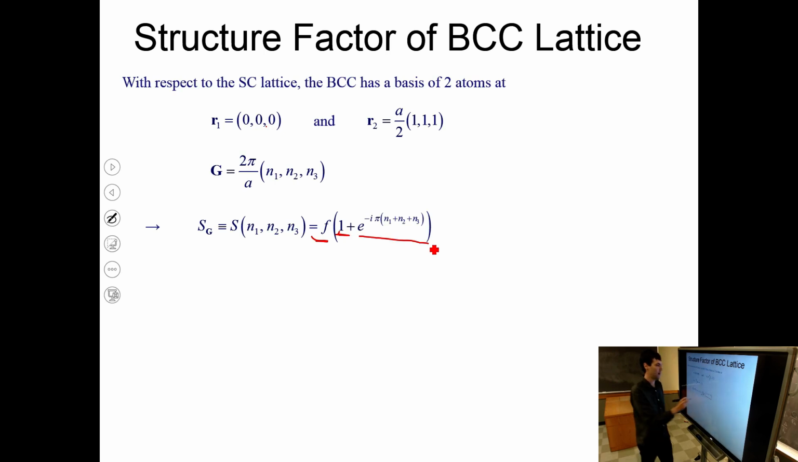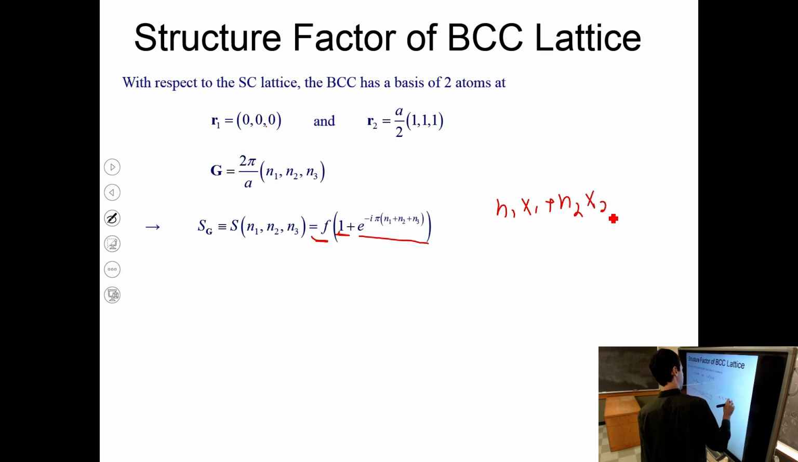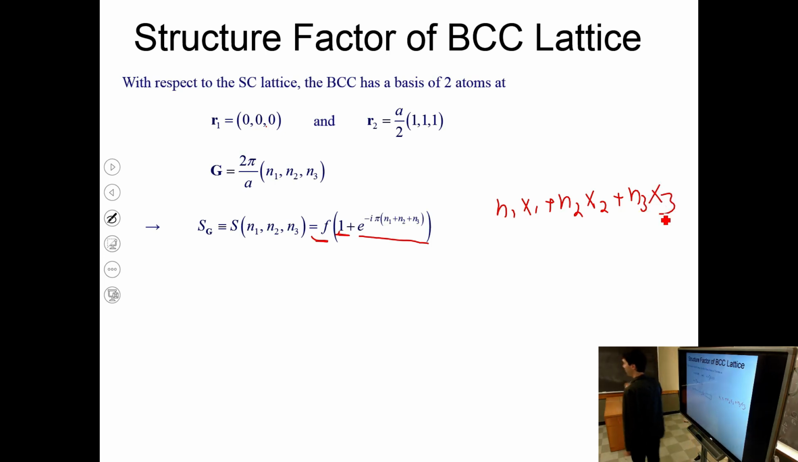So remember, in this notation, we have to take N1 X1 plus N2 X2 plus N3 X3, which will just give us N1 plus N2 plus N3, or H plus K plus L, e to the i pi, H plus K plus L. It's pi because it's A over 2 here. Otherwise, it would be 2 pi.